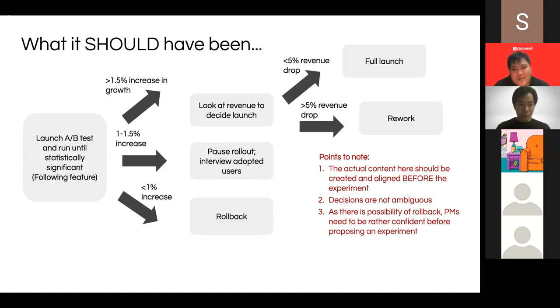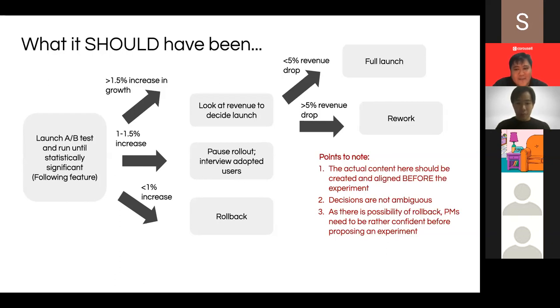And just a couple of things to note here. This content should be created and aligned before the experiment. This is what you create and take to your bosses and say, hey, this is the experiment I want to run, these are the possible scenarios. Revenue squad has agreed, growth squad has agreed, we've looked at it all. Are we all okay? The second thing is that the decisions are not ambiguous. Once again, all the possible scenarios are thought of. And lastly, there is a possibility of rollback.